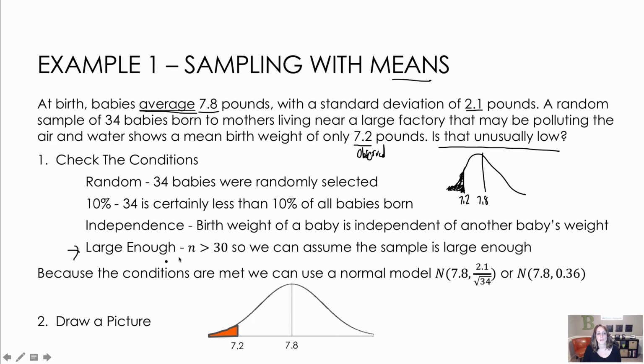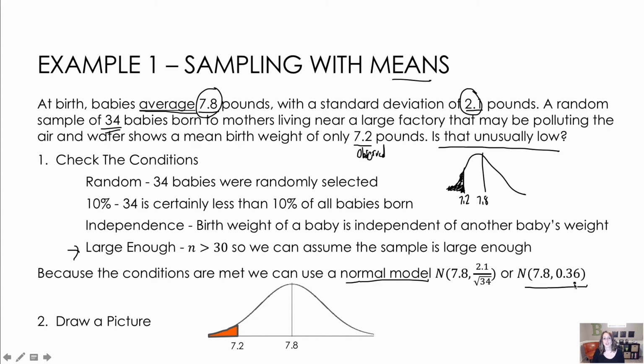When dealing with means, n has to be at least 30 so that we can assume that the sample is large enough. Because these conditions are met, we can use a normal model, and our normal model is the 7.8, which is of course our average from the question. And then this, remember, we're taking the standard deviation that's given to us and dividing by the square root of n, and n is of course the number of babies that we're sampling. So this is our normal model.